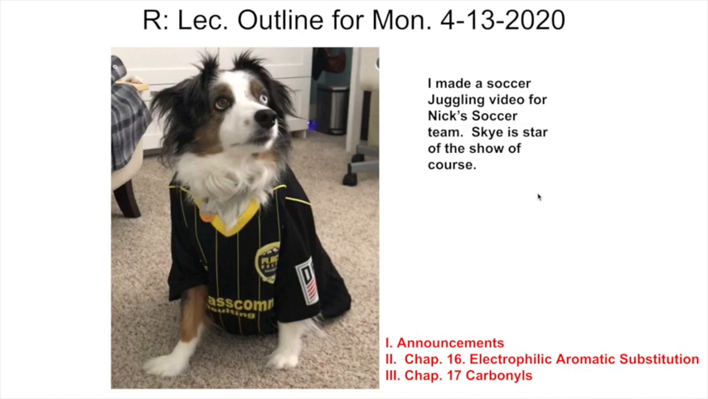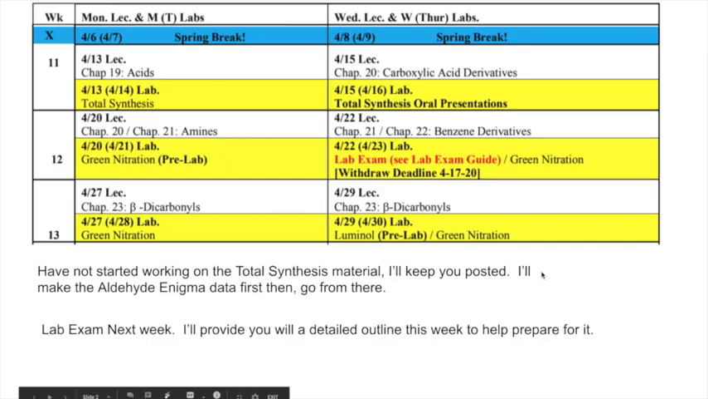All right, so today we're going to do announcements. Then Chapter 16, Electrophilic Aromatic Substitution, looking at a little more complicated examples than we saw in Chapter 15. And then we might even get into Chapter 17, some carbonyl chemistry stuff.